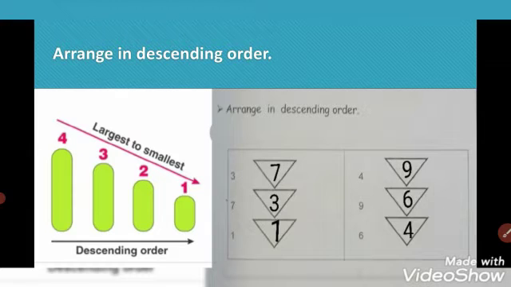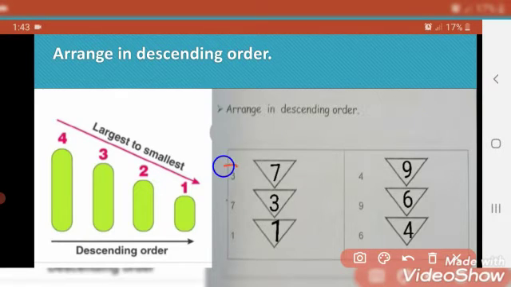Arrange in descending order. When we arrange number from largest to smallest, we call it descending order. Look at the first column. Read the number 3, 7 and 1. We have to pick up the biggest number, that is number 7. We can write number 7 in the first triangle, then you have to write number 3 in the second triangle, and at the end we will write down the smallest number, that is number 1.